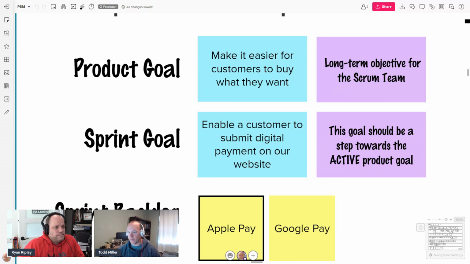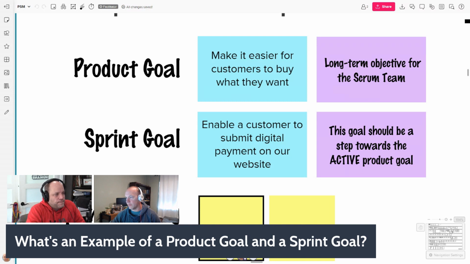And I really hope that what we provided here is a good concrete example. The purple sticky notes, if you're watching, are around the product goal definition. This is Scrum Guide stuff: a long-term objective for the Scrum team, that's a product goal. And then the sprint goal is a step towards the active product goal.